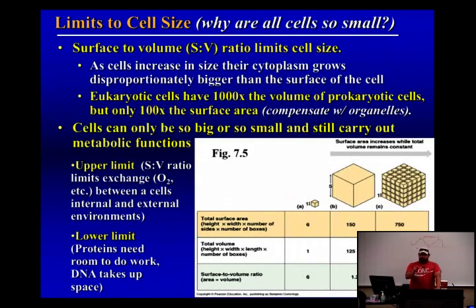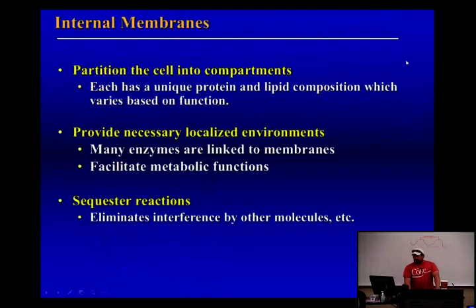Right. You could put 30 people in a Volkswagen, but that doesn't mean they can do anything in there. They can't work. So you can make a small cell, but at some point there's not enough room for the enzymes and the other things to actually do their jobs. Then it would stop functioning and the cell would die. So that's why there's an upper and a lower limit for the size of cells. And then those organelles are partitioned off by internal membranes.